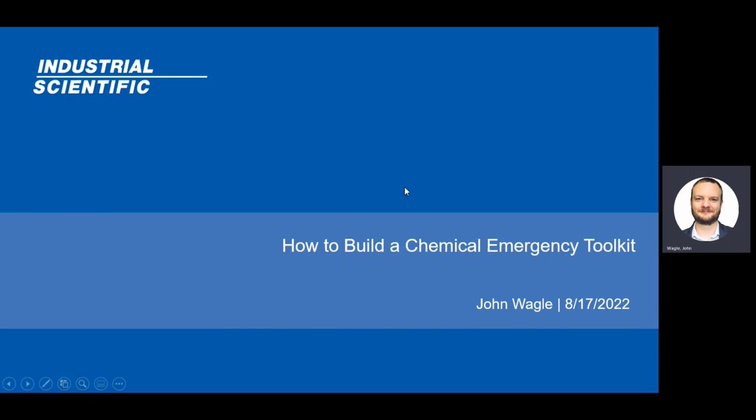I am the SAFER Regional Manager for Industrial Scientific, and today we'd like to discuss how you can build an emergency toolkit and deploy it in an emergency to hopefully both protect human life and safety, and also get your facility back up and running as soon as possible following an incident.